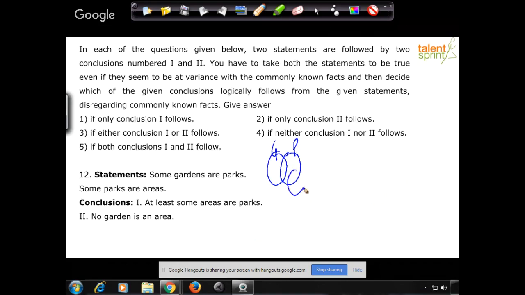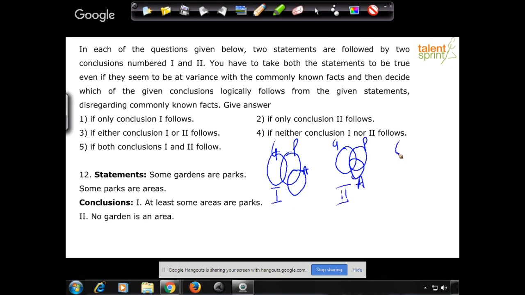Now, they tell us some areas are parks. So, therefore, area may or may not share anything in common with gardens. So if area does not share anything in common with garden, this is the first option that will be there. Second, if area does share something in common with garden, whether it shares only the part that is shared by parks or does it share something else. So the second possibility here is this diagram.